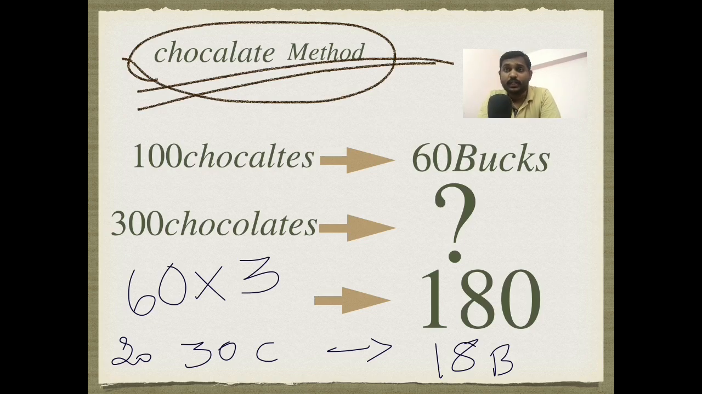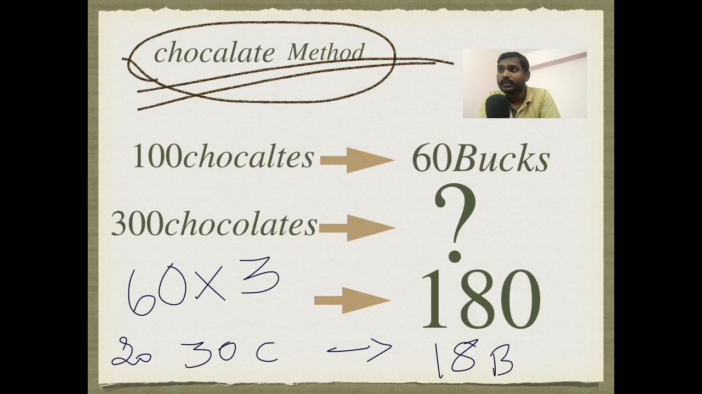There is a simpler way of dealing with these percentages. For example, in my childhood, I was very fond of chocolates, just like everybody. I hope same with you. So why can't we name it the chocolate method? Say 100 chocolates is 60 bucks. How much is 300 chocolates? Obviously, even a kid does know it is 180 bucks. How much is 30 chocolates? 18 bucks. Simple math.